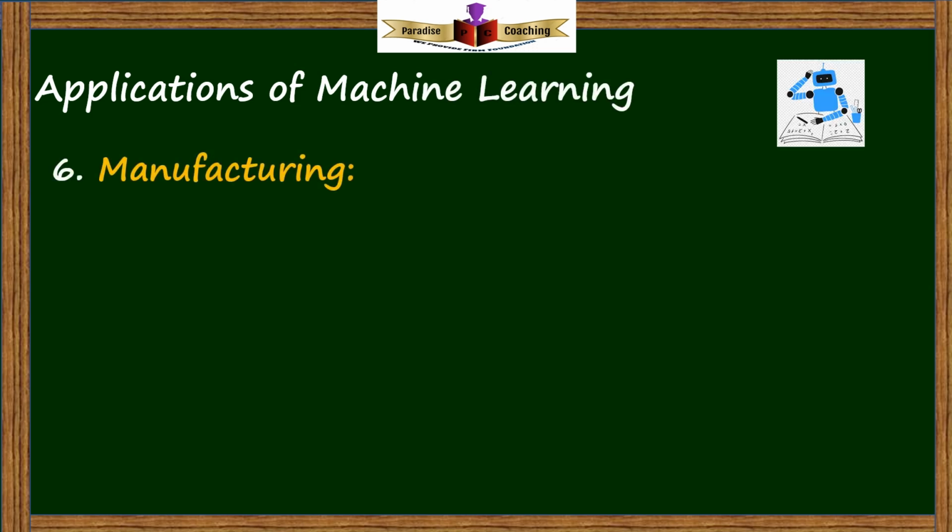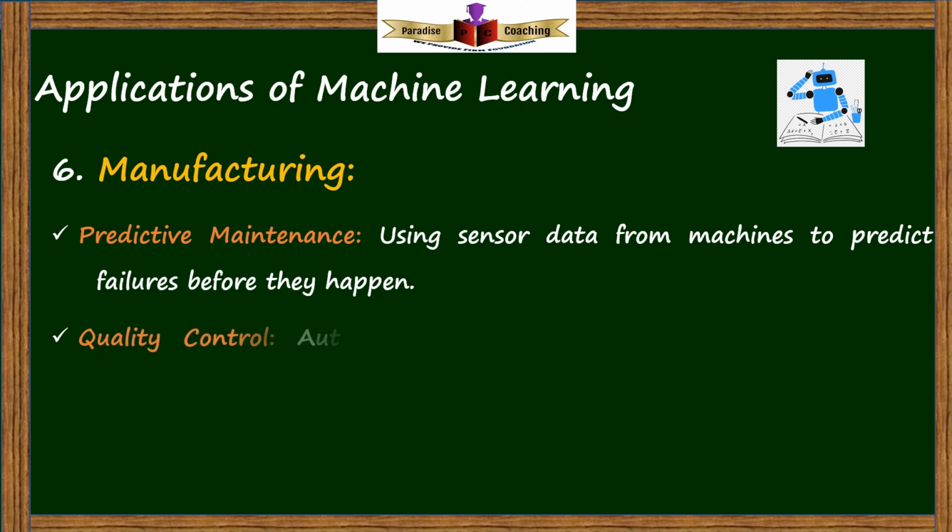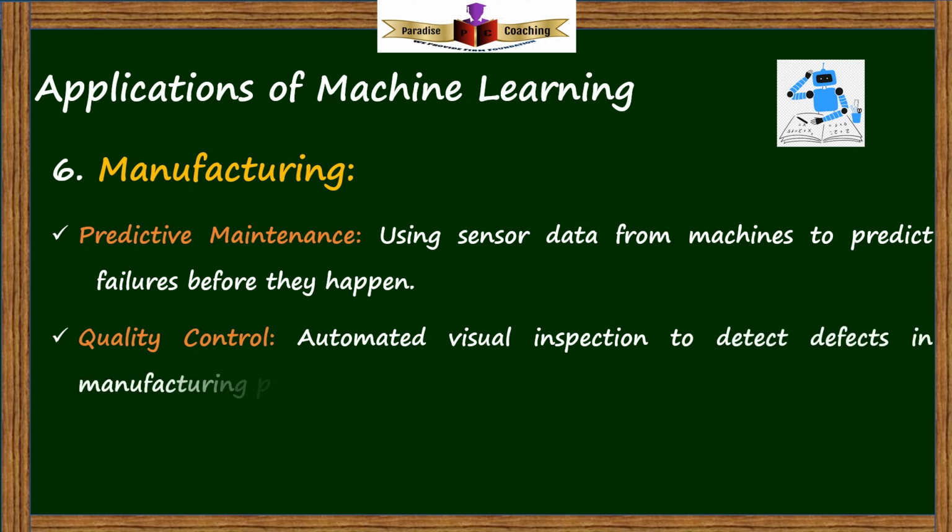Six. Manufacturing. Predictive maintenance, using sensor data from machines to predict failures before they happen. Quality control, automated visual inspection to detect defects in manufacturing processes.